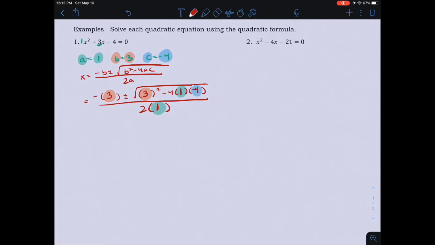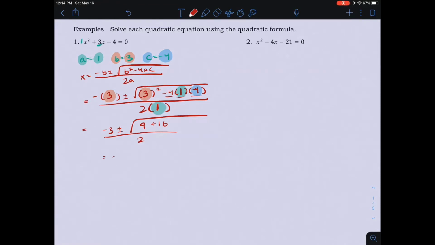And then from there, we want to simplify, right? We're going to simplify this by doing order of operations. So here I can just rewrite this as -3 plus or minus square root of, you want to do exponents first, right? So 3 squared is 9. And then while we're at it, I'm also going to multiply here, right? I have -4 times 1 times -4, which is positive 16, all over, and then 2 times 1 is just 2. So if you notice, I did the exponents first, and then I did the multiplication after.